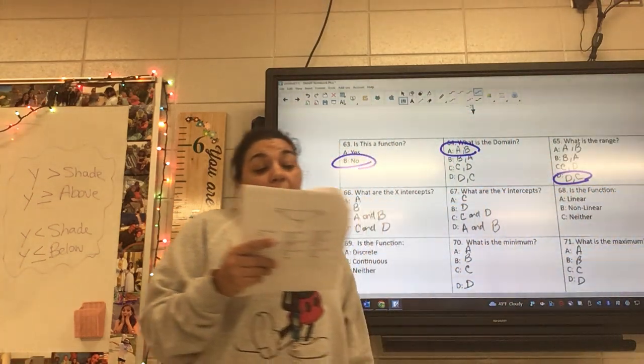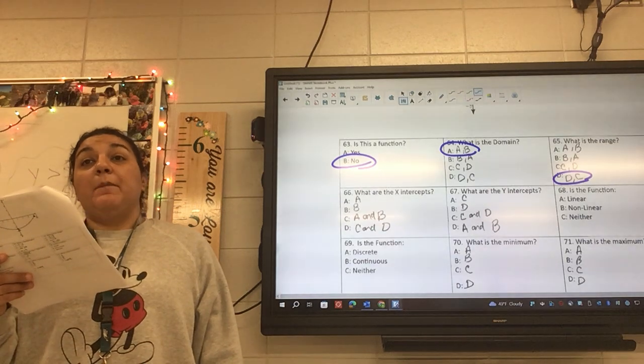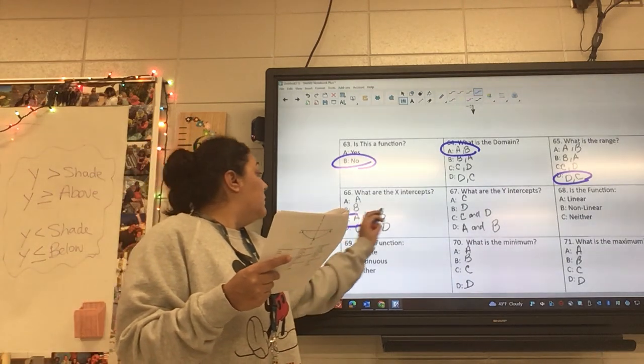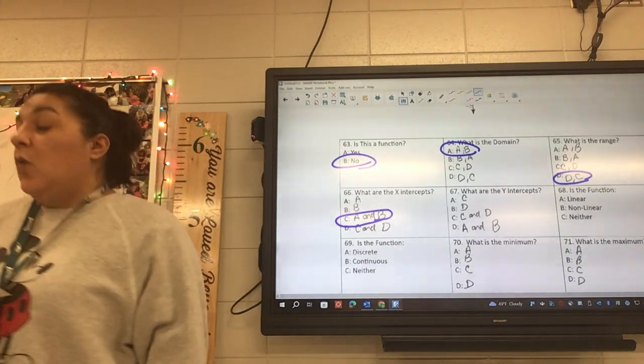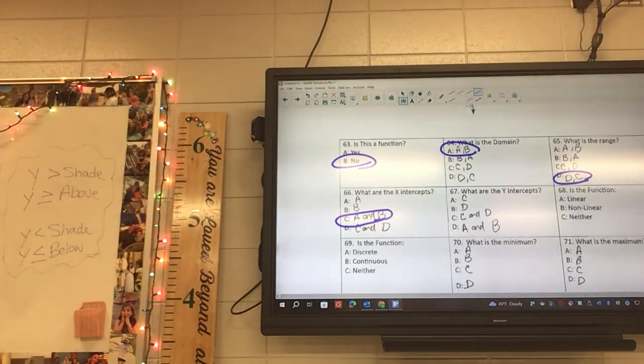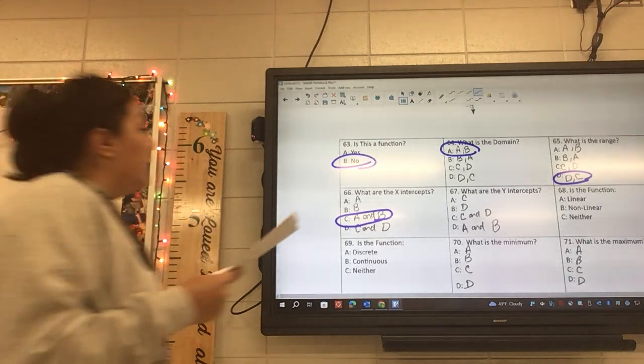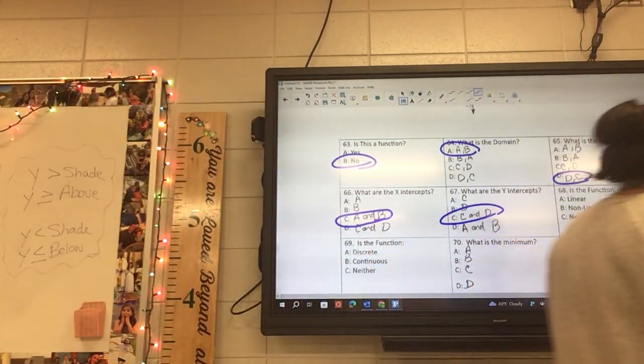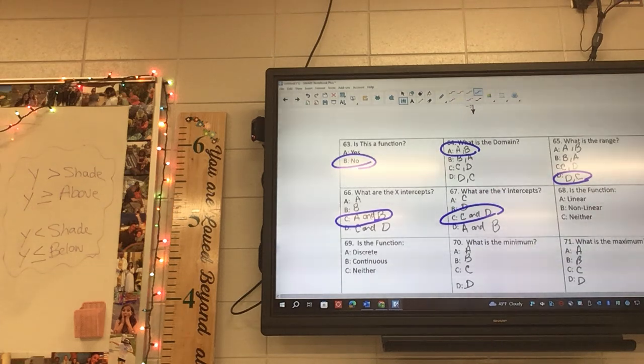What are the x-intercepts? A and B. So C is going to be A and B. What are the y-intercepts? Where does it cross the y line? C and D. Okay, is this linear, non-linear, or neither? Okay, is this discrete or continuous? Continuous, okay, I could get from point A all the way back to point A.